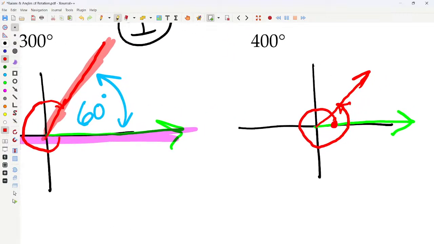Since we went 60 more. 40 more sounds better than 60 more, but you got me saying that. Yeah, 40 more. So not to overkill this, 90, 180, 270, 360, and we just had to go 40 more from the 360. 40 is your reference angle.